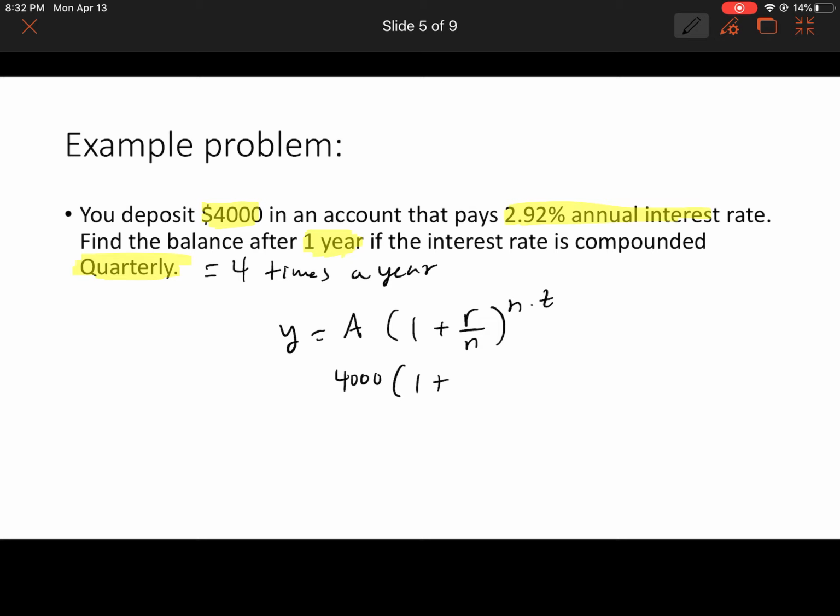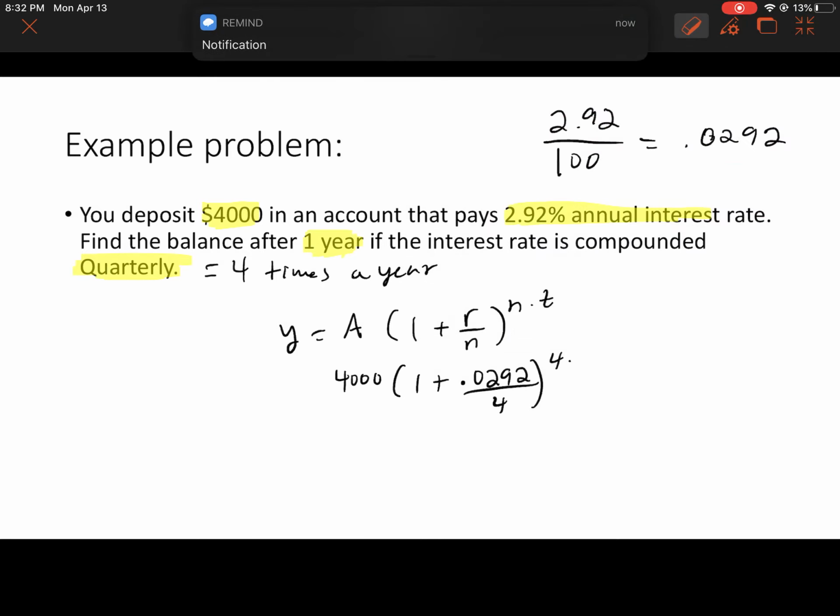Well, r is 2.92%. Since we want to turn that percentage into a decimal, we have to divide by 100. This is going to give us 0.0292. I'm going to write that down right here. And we want to divide this value by the number of times it compounds in a year. If it says quarterly, we divide by 4. Oh, that shouldn't be a t. And then we multiply that 4 times the number of years that we want to do this for. Since we only want to do this for 1 year, we multiply times 1.